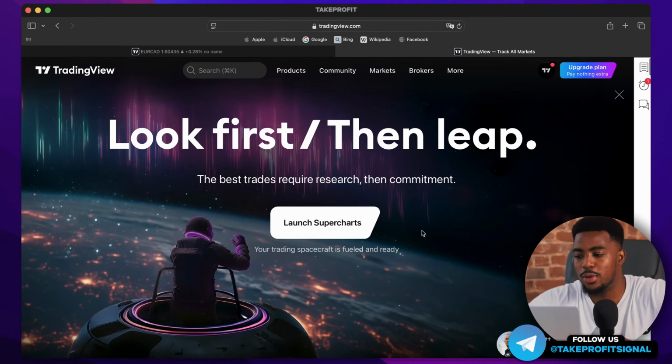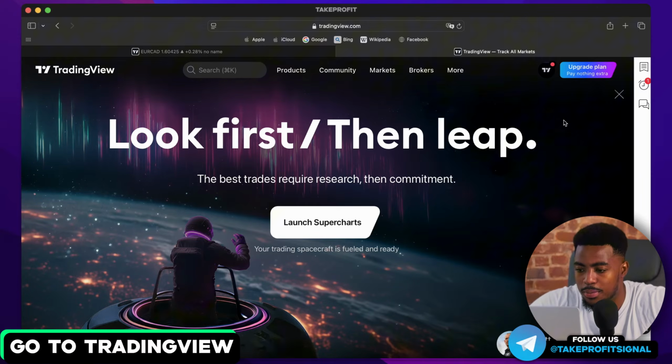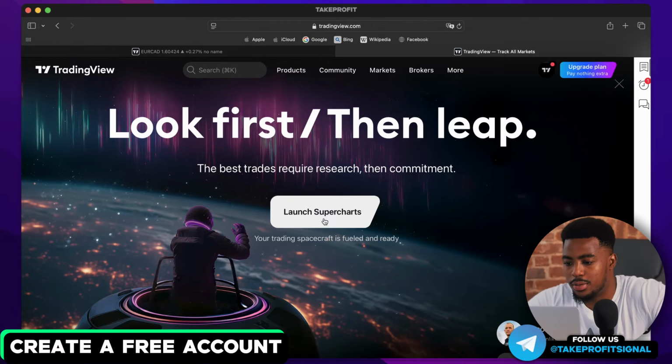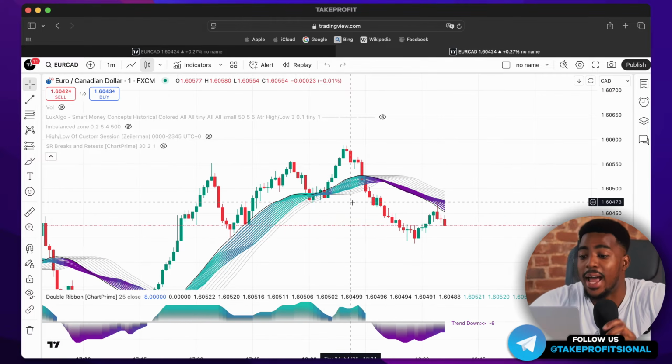So the first thing you need to do is to go to the website TradingView.com and create a free account here. After that, you click Launch Super Graphic and an asset opens for you. Let me show you what you need to do to trade on Pocket Option using this super site.